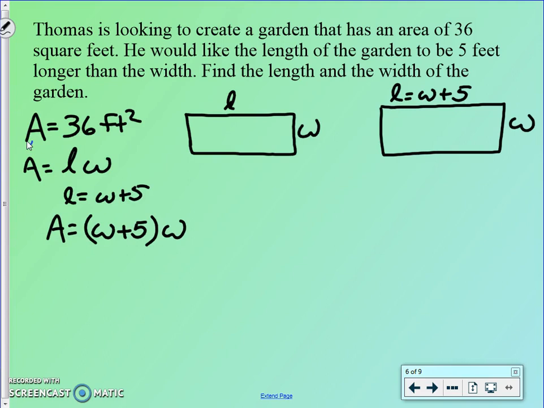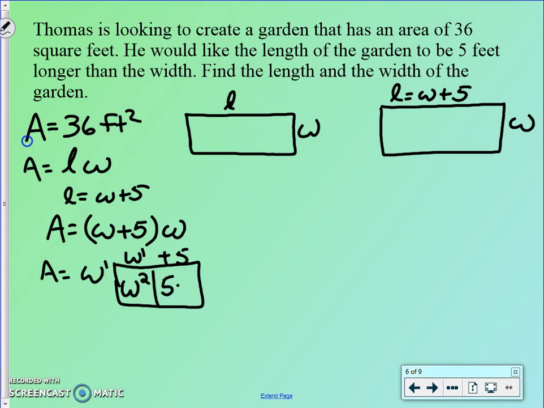If I look at that, then I know that my area, I can distribute this. So my area is equal to W times W plus 5. My exponents on the W are 1. So I'm going to have W as my base. 1 plus 1 on the exponents gives me 2. And then I have 5 times W for 5W. So my area then, or a formula of my area, or I could say my area as a function of the width, is equal to W squared plus 5W.